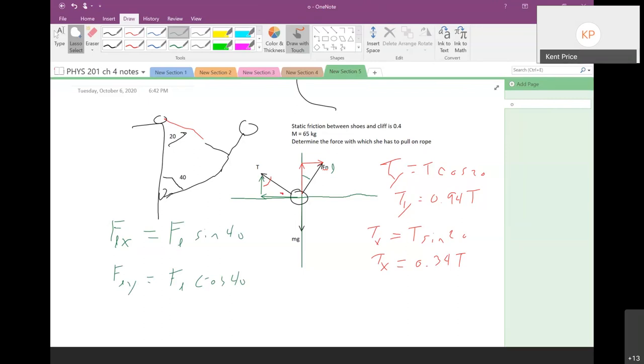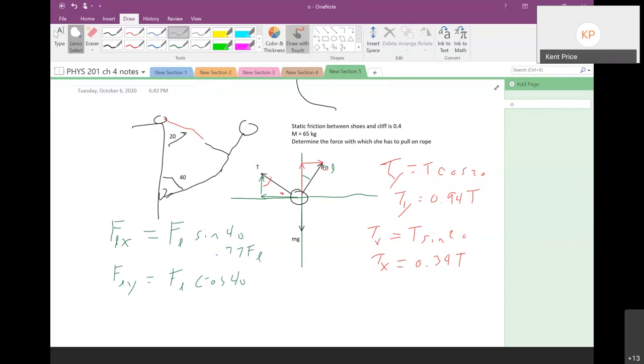Cosine of 40 is 0.77, so 0.77 times the total leg force. That's cosine 40.